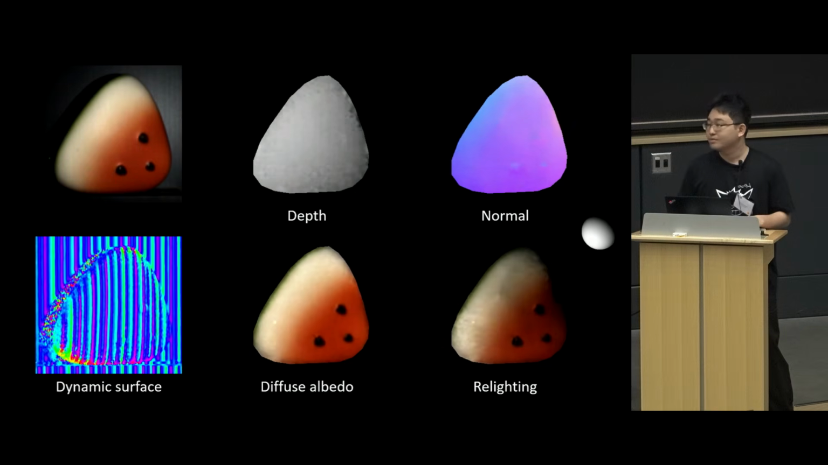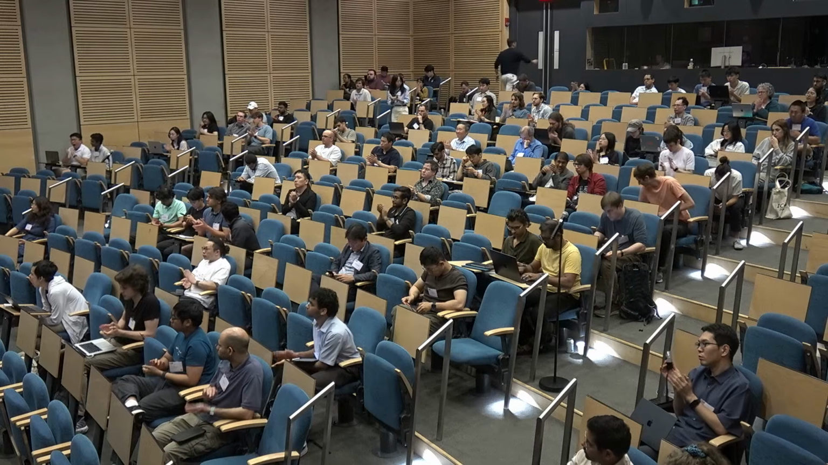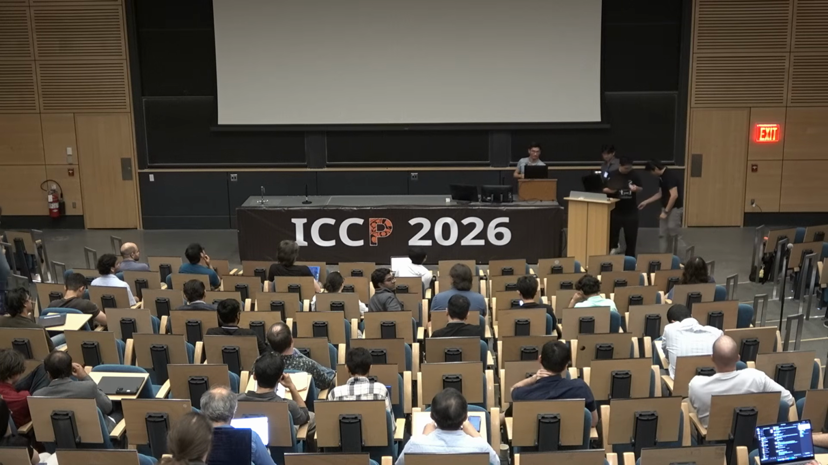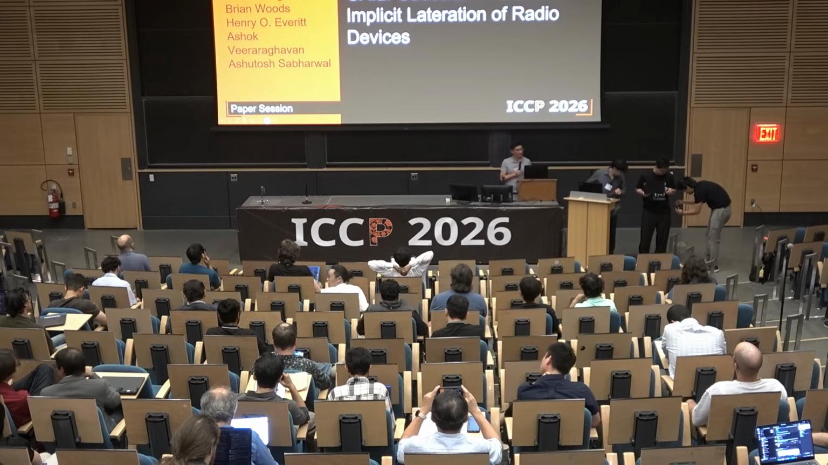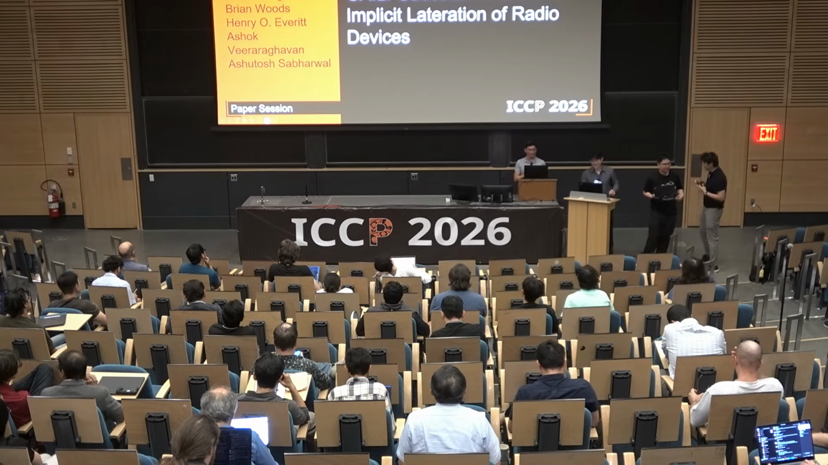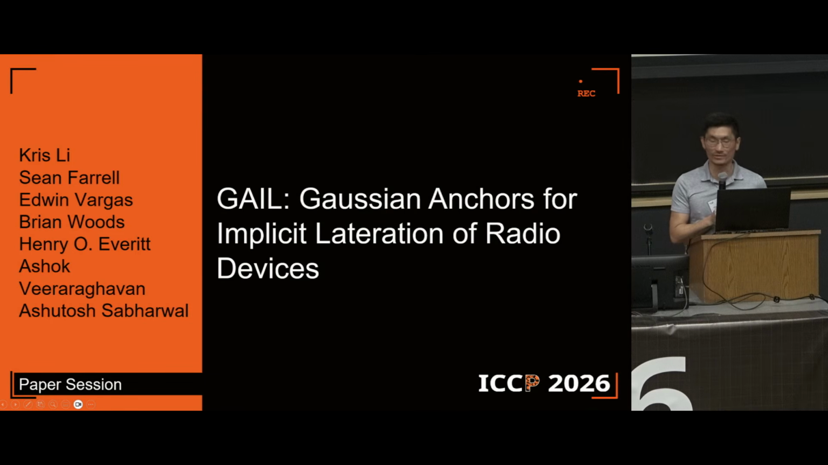Great. So let's thank the speaker again. Thank you so much. Okay, so we have the last paper talk of this session, Gaussian anchors for calibration of radio devices, very interesting. The speaker is Chris Lee from Rice. Let's welcome.